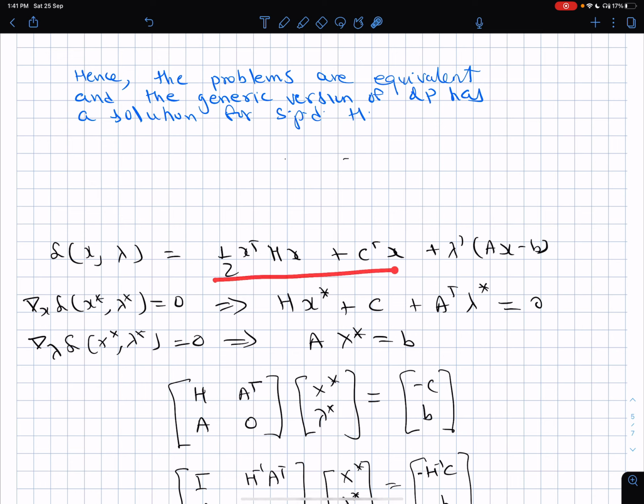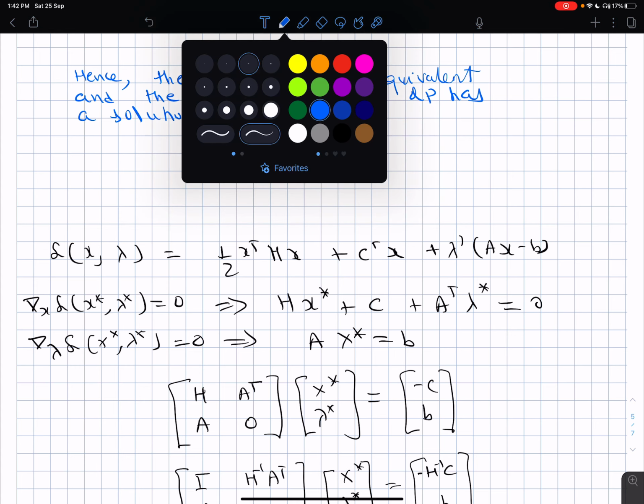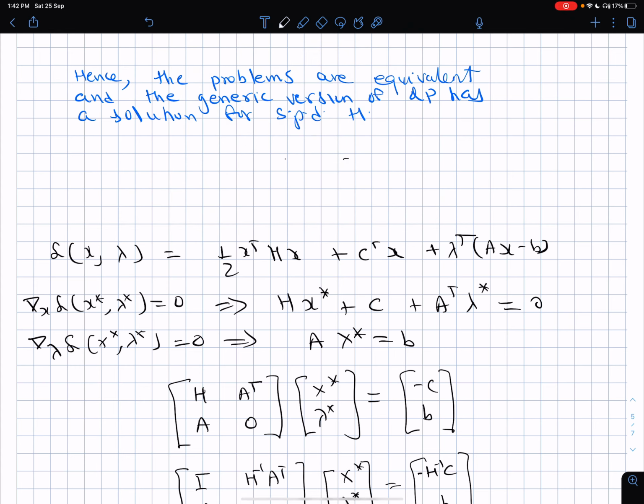So what I will do, first I will write the Lagrangian function. How do I write the Lagrangian function? I just write the objective function, which is half of x transpose Hx plus c transpose x, and then to that I add the Lagrangian multiplier, which is lambda transpose (Ax minus b). Then I set its derivative with respect to x to 0, which is Hx star plus c plus A transpose lambda star equal to the 0 vector. And then the feasibility requirement, which is that Ax star should be equal to b.